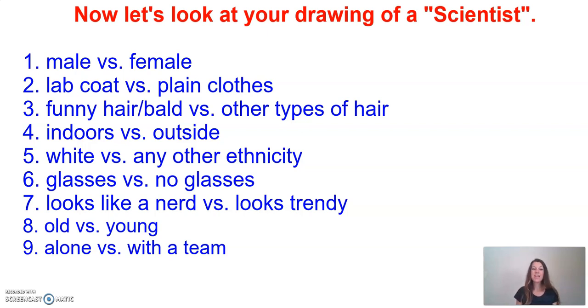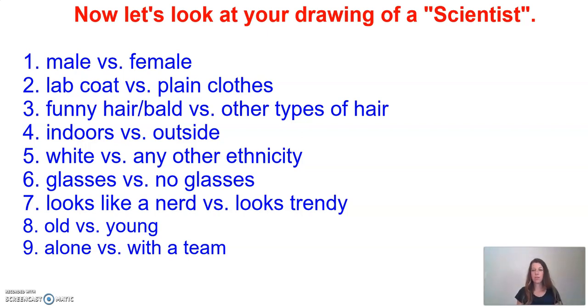Is your scientist working inside or outside? Is your scientist white or Caucasian, or are they some other ethnicity? Is your scientist wearing glasses or goggles, or do they have no glasses or eye protection on? The next two are subject to your opinion on what you think these words mean. Does your scientist look a little more nerdy, or do they look more trendy? Is your scientist old, or younger? And lastly, is your scientist alone in your picture, or are they working with a team of other people?